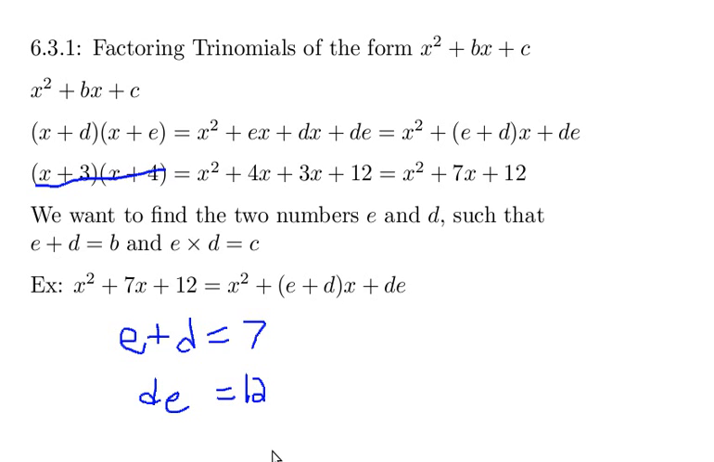So we want to think about this. What two numbers, when multiplied together, make 12? Well, it could be 1 and 12, 2 and 6, or 3 and 4. So d and e based on this multiplication could be 1 and 12, 2 and 6, or 3 and 4, but can they be added to make 7? Let's leave off the 1 and 12, because generally speaking, that's not what you use more often than not. Let's consider that the trivial case and save that for last.